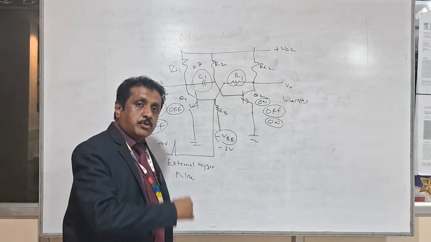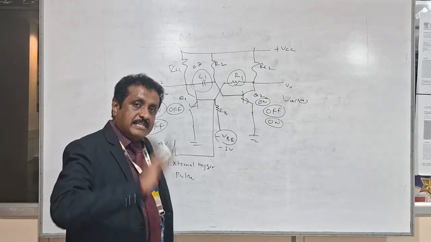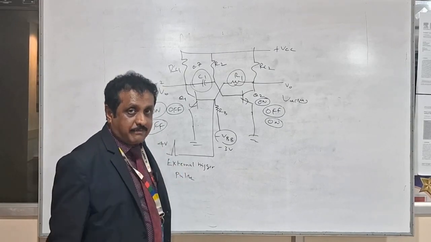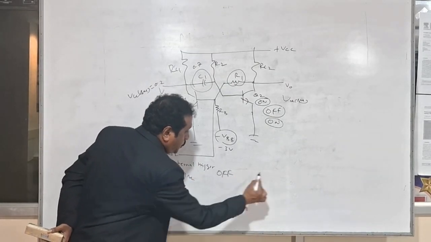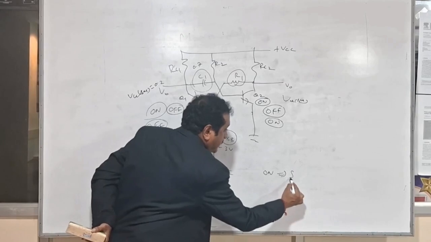So once it comes to the off, again the entire circuit will remain in the same state until the next trigger pulse is given. So this state is stable. Your Q1 is off and Q2 is on. That state is the stable state.